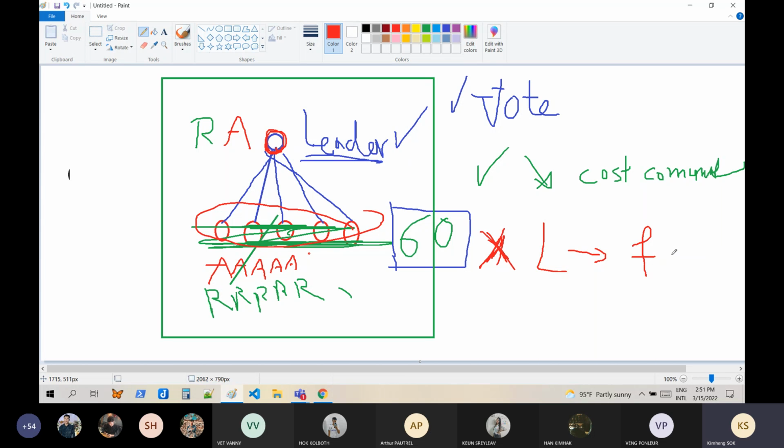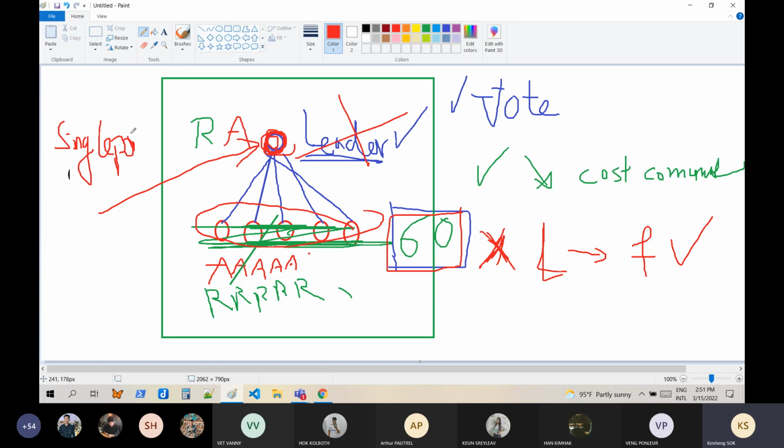So the problem is when the leader fails, your system will go down, and this is the problem of the centralized approach, because you can see that even if you have 60 computers, the way that you make decisions is centralized on one single computer. So in distributed systems, we say this is a single point of failure.